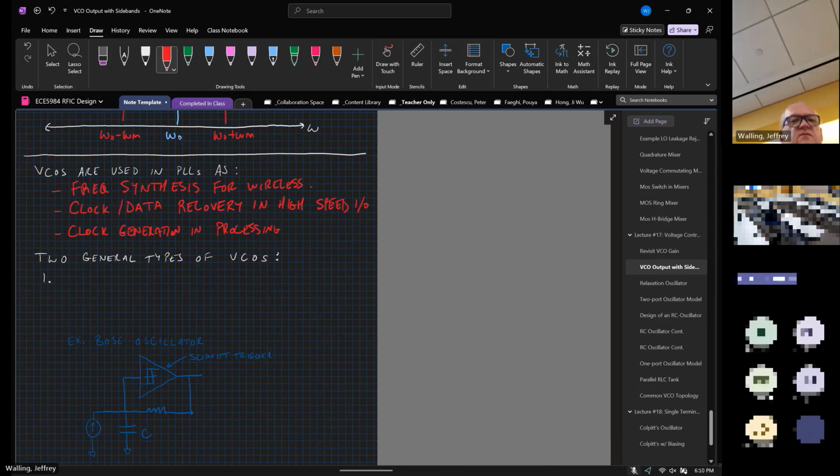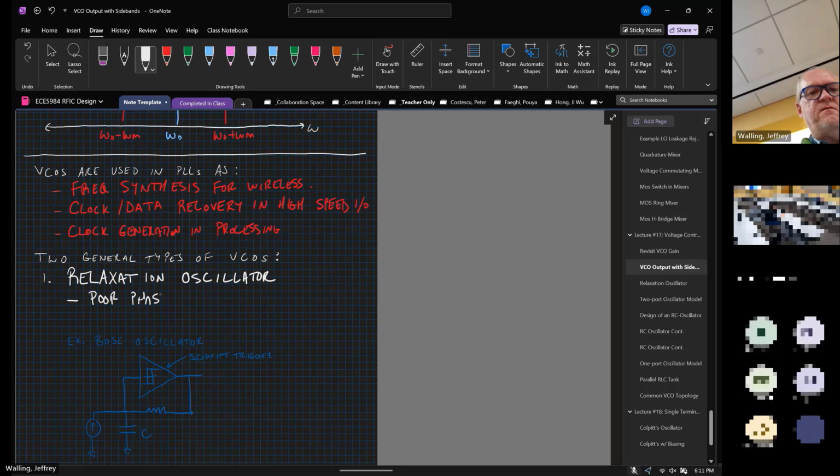Okay, now in general, when we talk about oscillators or VCOs, there are two types of VCOs. Our first one is called a relaxation oscillator. Okay, now these are characterized by relatively poor phase noise and high harmonic content.